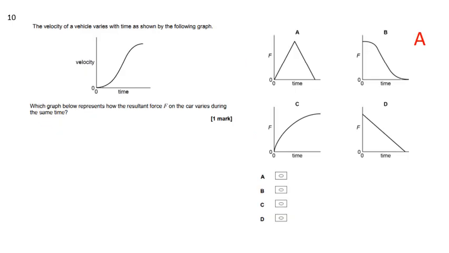This one here, velocity of a vehicle shown by the graph. Which is force against time? Well, force is proportional to acceleration, and acceleration is the gradient of the graph. So looking at the gradient of a velocity time graph, the gradient starts at zero, then gets bigger, then starts getting smaller, and then is zero again. So the force gets bigger, then smaller, and then it's zero again. So the answer's A.